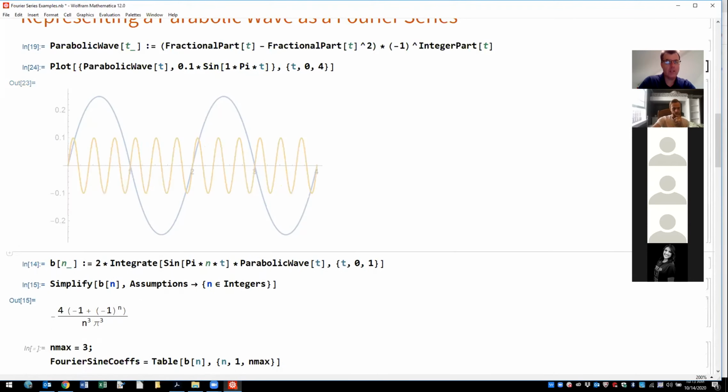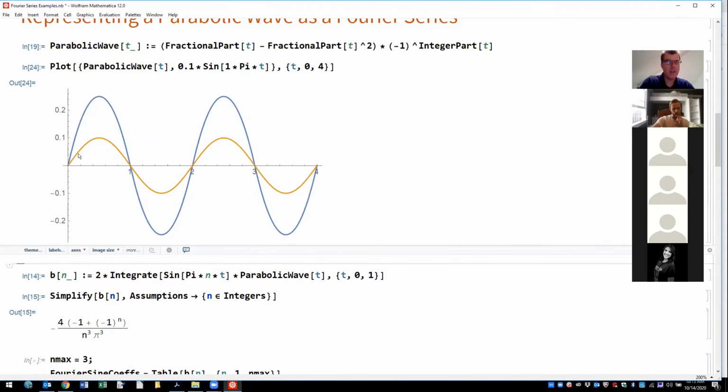On the other hand, if I just did 1 times pi times t, here it's positive times positive. Here it's negative times negative. Because it's positive times positive, I get a non-zero integral here. I get a positive result when I integrate this part. Negative times negative is positive, so I get the same positive result when I integrate here. Any questions?